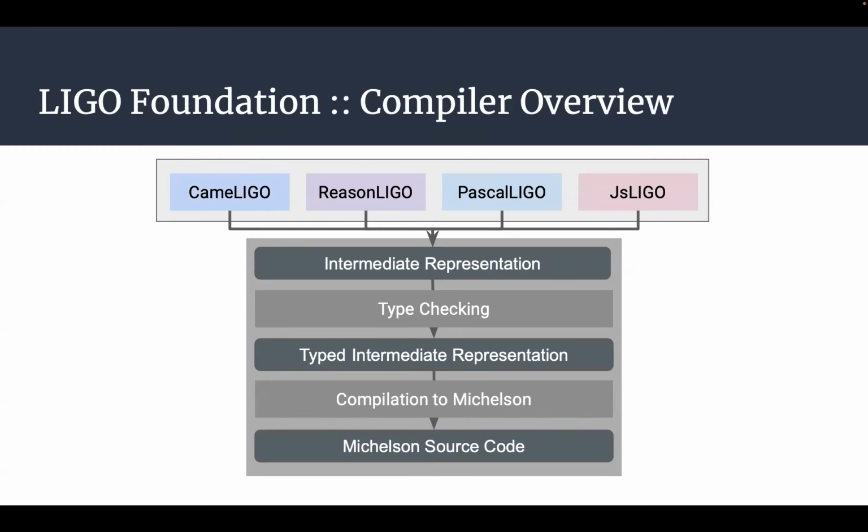And one important stage is the compilation itself, compilation to Michelson. So in fact, the source code, which has been abstracted and type checked, is compiled by a given, dedicated layer, and as a result, it produces Michelson source code.